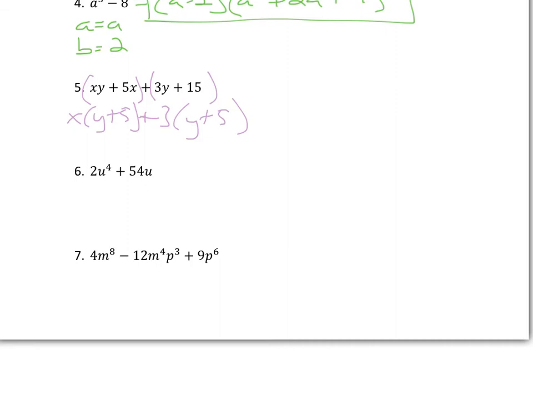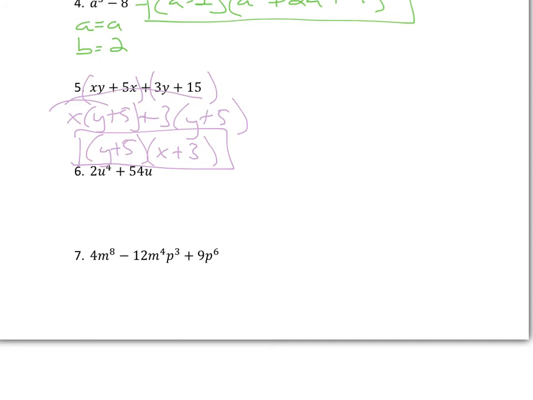Both of them have y plus 5 common, so you can factor that out again, and when you take the y plus 5 out, you're left with the first term, x, and in the second term, you're left with 3. So that's what it factors to. Y plus 5 times x plus 3.